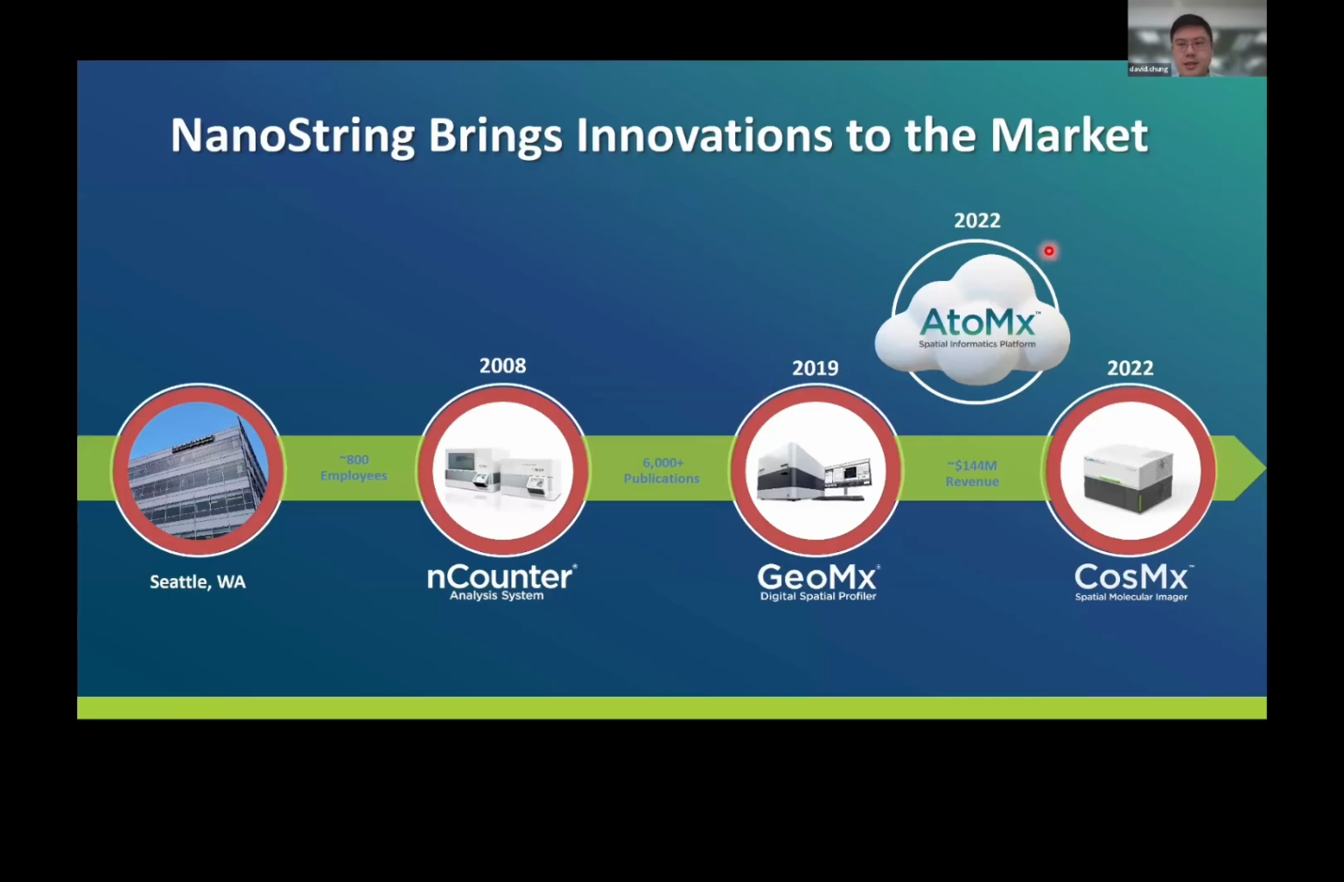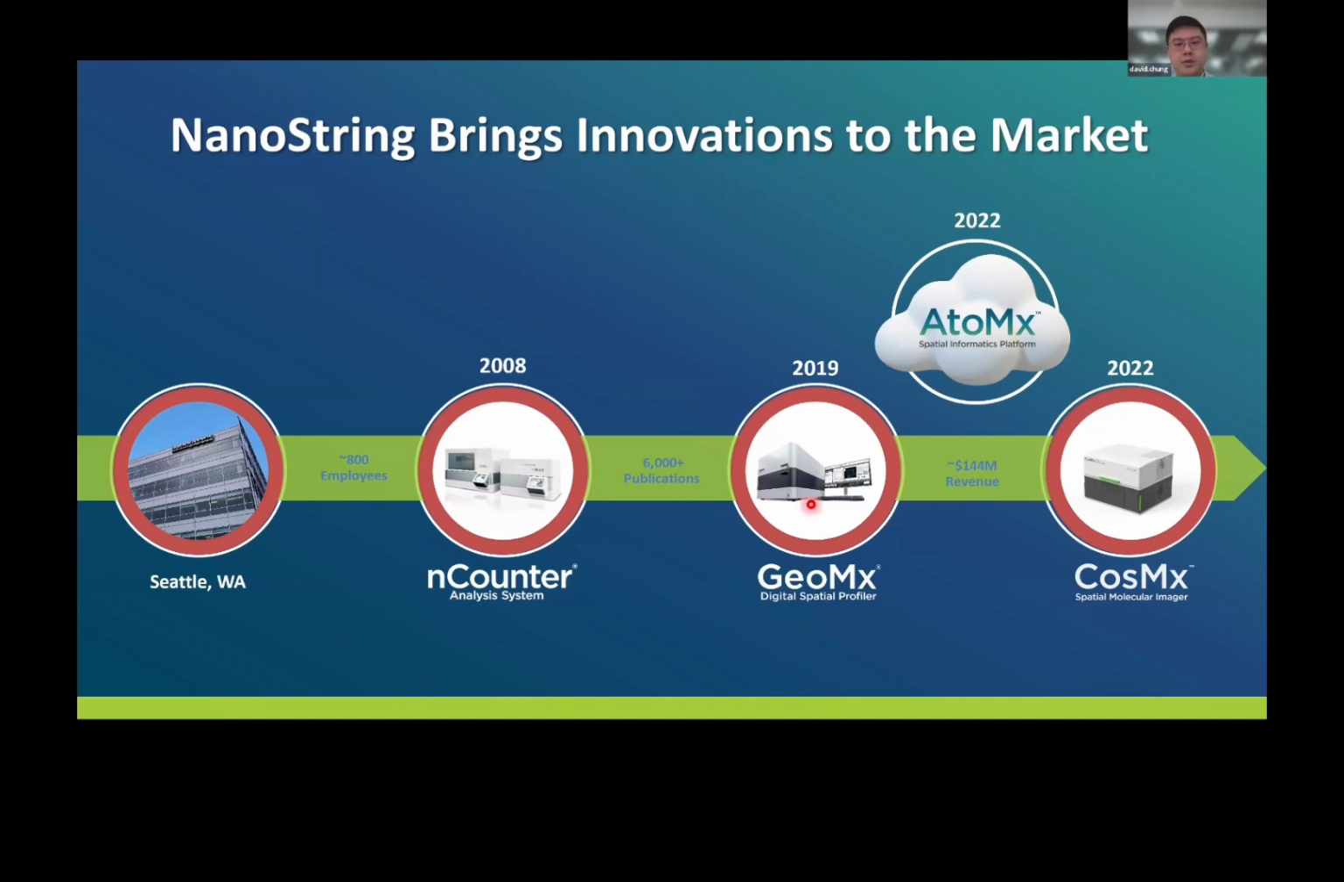So Nanostring is actually a US-based company based in Seattle. It has more than 800 employees, and they actually started off coming out with this nCounter analysis system, which is specialized for doing multiplex gene expression assay. And up until 5 years ago, they started to move into spatial biology.